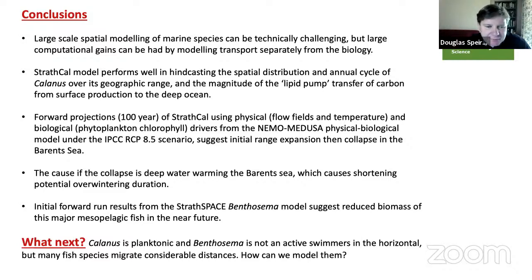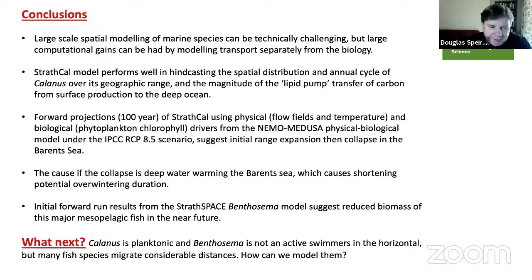In terms of the results from the Strathclyde model, then it performs well in hindcasting spatial distributions and annual cycles at specific locations. And we get the magnitude of the lipid pump effect about right, same order of magnitude, well, more than an order of magnitude. It's quite close to the estimates from data.